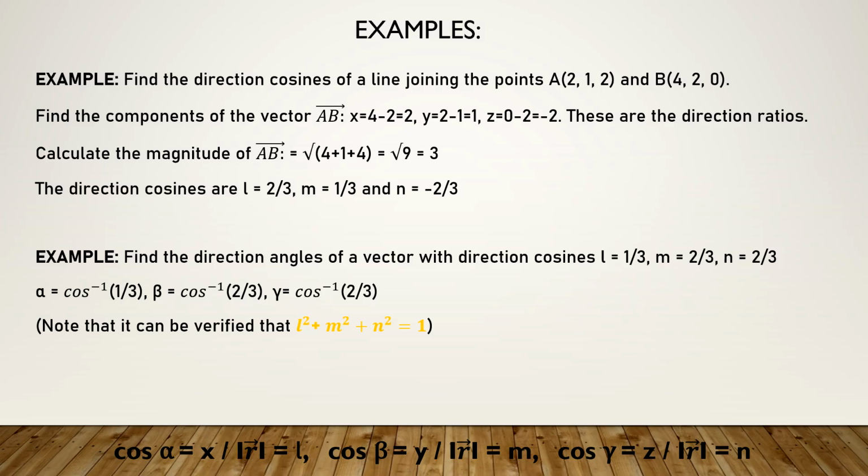Second example: find the direction angles of a vector with direction cosines given as 1 by 3, 2 by 3 and 2 by 3.